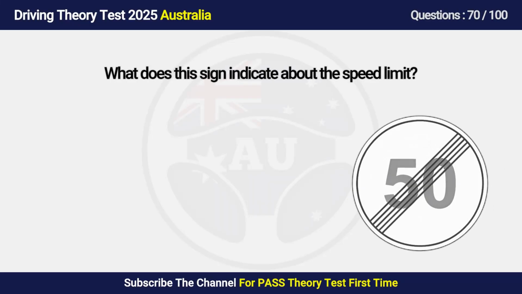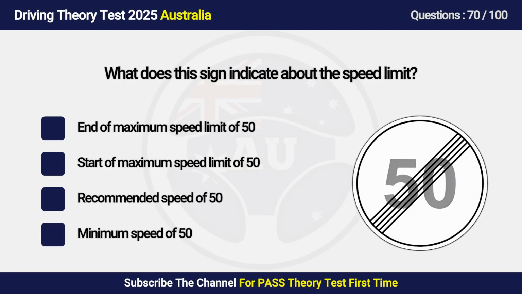Question 70. What does this sign indicate about the speed limit? A, end of maximum speed limit of 50. B, start of maximum speed limit of 50. C, recommended speed of 50. D, minimum speed of 50.